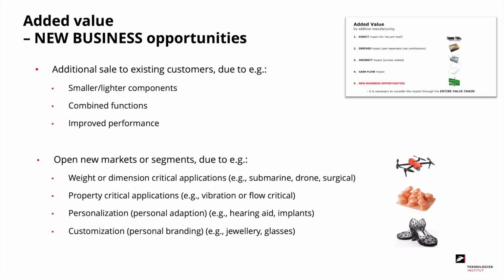You could also have property critical applications by 3D print, for instance, when you have used topology optimization. You could have optimized for vibration or flow critical components. You could also personalize parts, for instance, hearing aids or implants. You could also customize parts for personal branding, for instance, jewelry or glasses or even a pair of shoes.